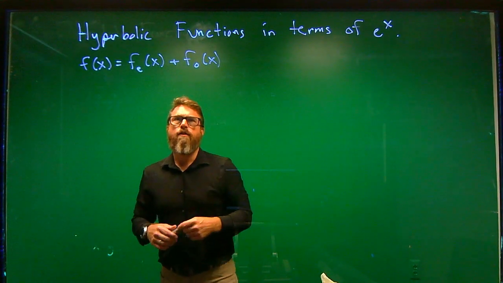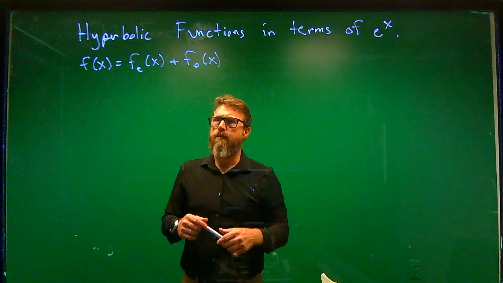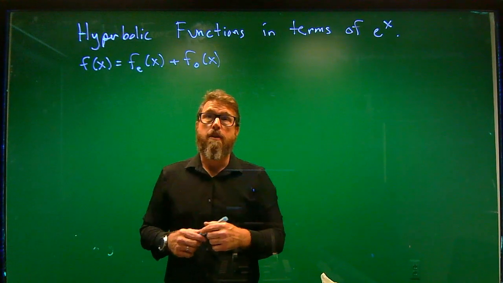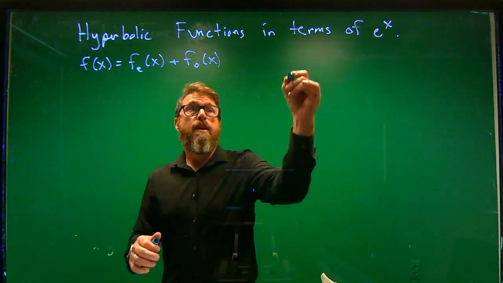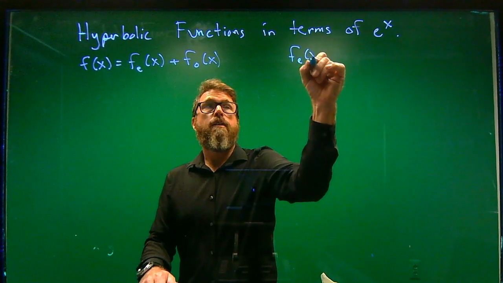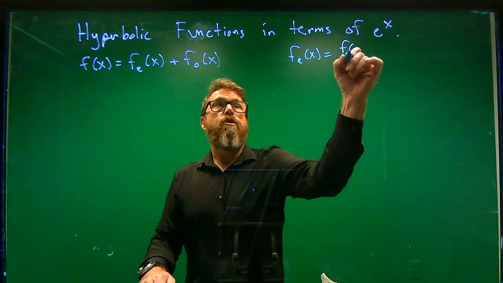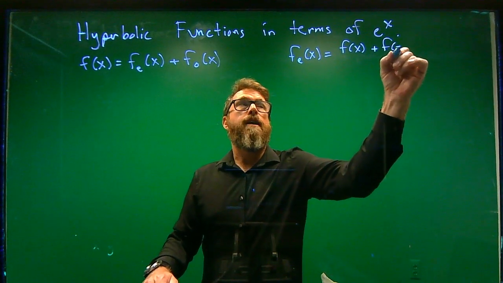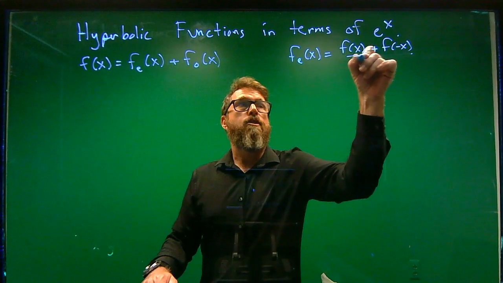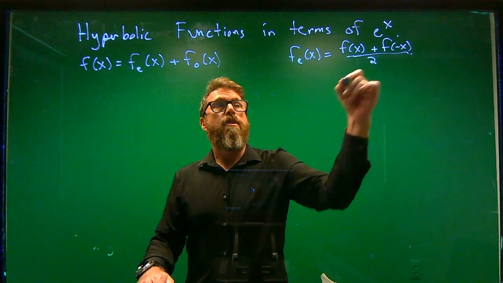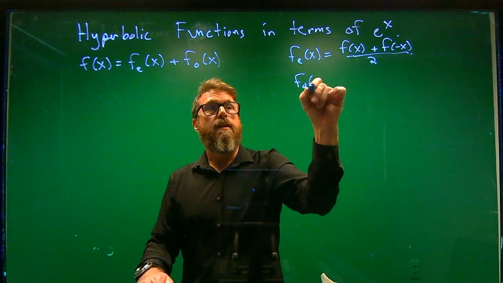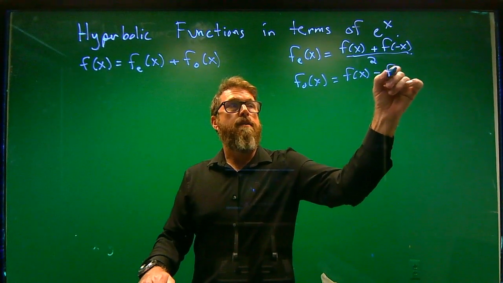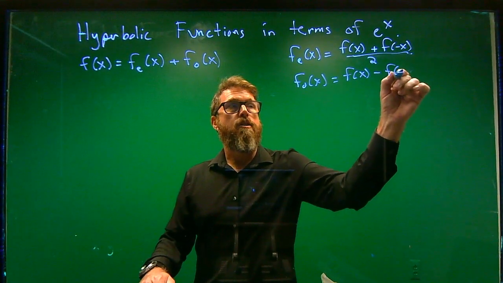So I'm going to go through the derivation of how to find the hyperbolics in terms of e to the x. We know a function can be written as its even part plus its odd part, where the even part of the function is going to be equal to f of x plus f of negative x, all divided by 2. And then the odd part of the function is going to be f of x minus f of negative x divided by 2.